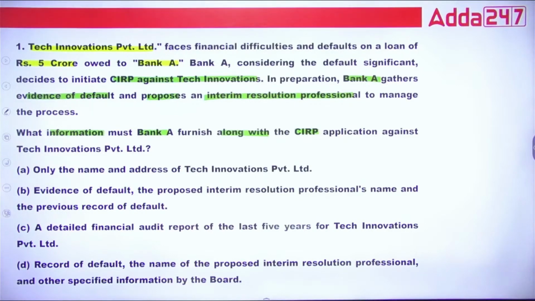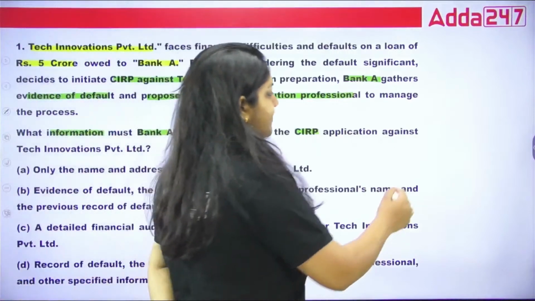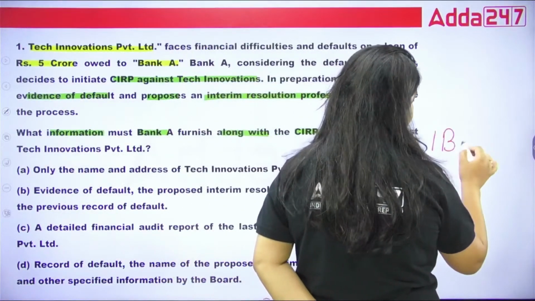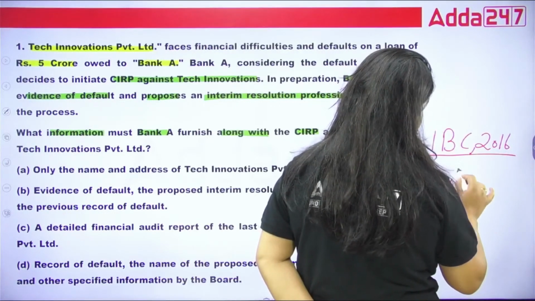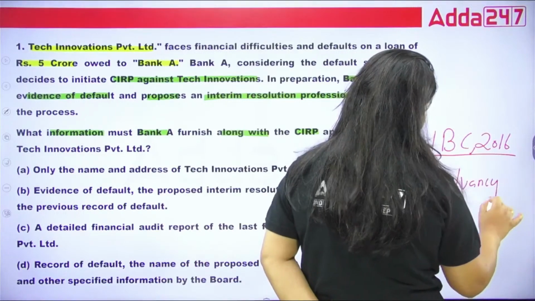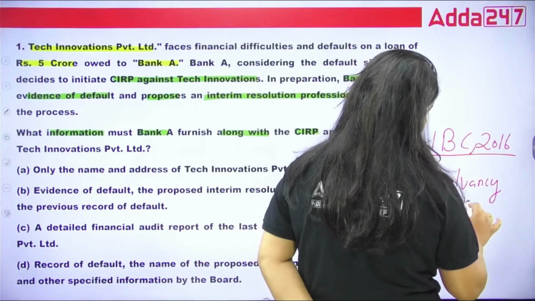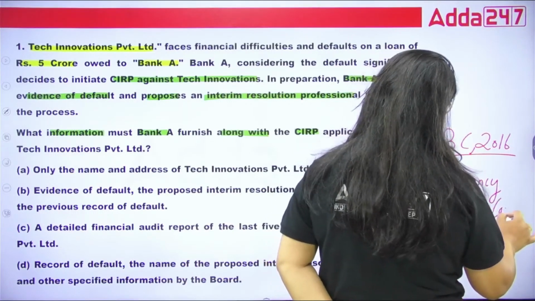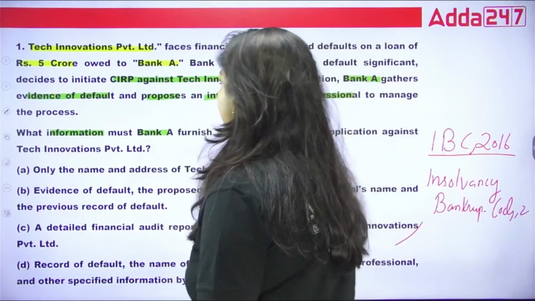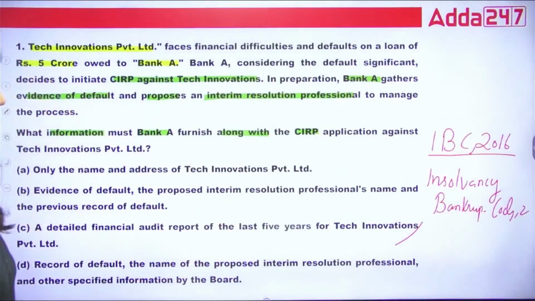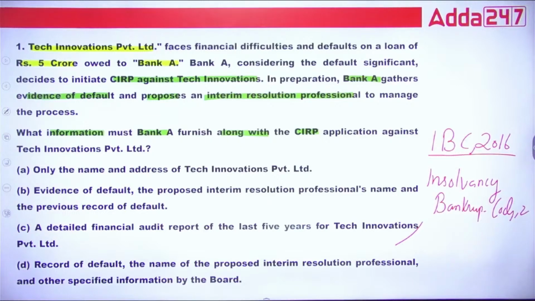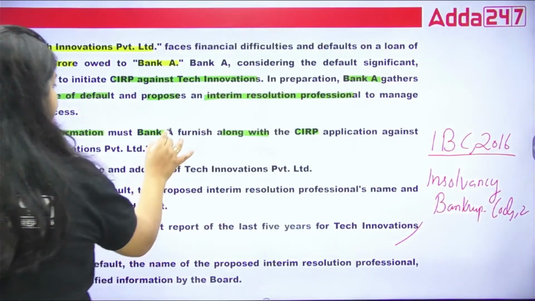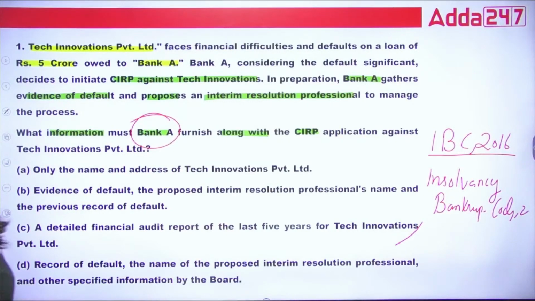This question is first of all from the IBC, the Insolvency and Bankruptcy Code 2016. Under this code, we have the NCLT and DRT that can solve the matter. So the right answer, what information must Bank A furnish along with the corporate insolvency application?